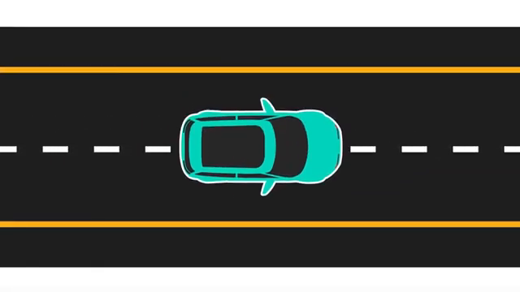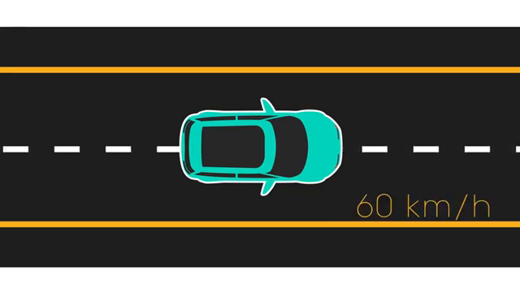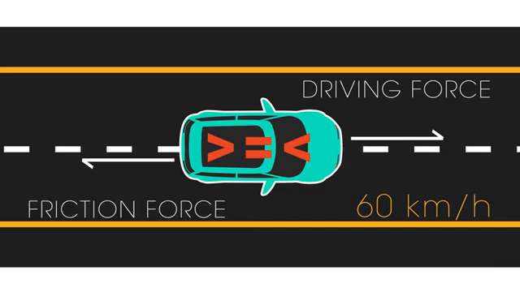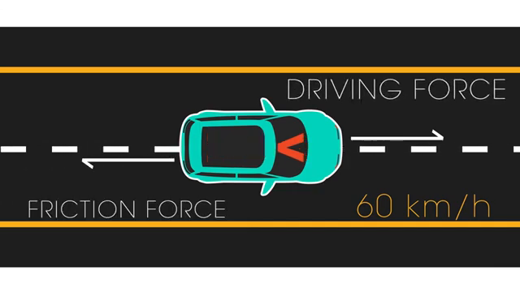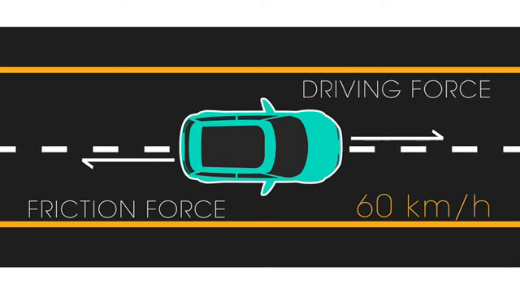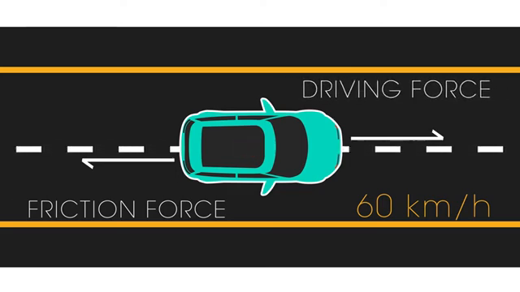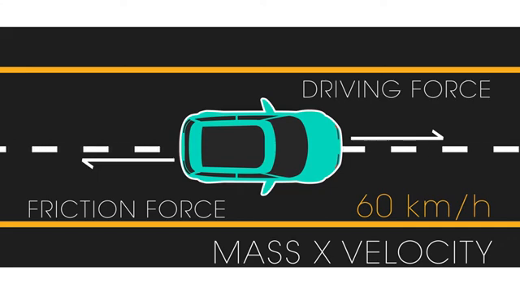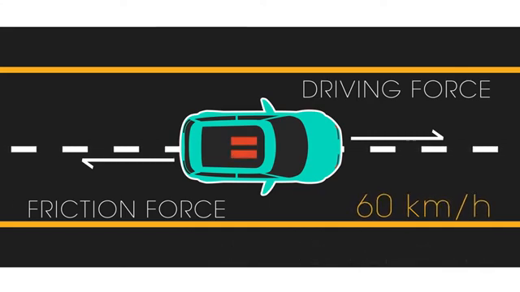First, try this question. A car is moving along a straight road at a constant 60 km per hour. The forward force from the engine is greater than, equal to, or less than the backward frictional forces. If you said greater than, you may be confusing force and momentum. The moving car has a forward momentum, defined by its mass and its velocity. But because it's not accelerating, its velocity is a constant 60 km per hour. The forces must be balanced, so there is no net force on the car.